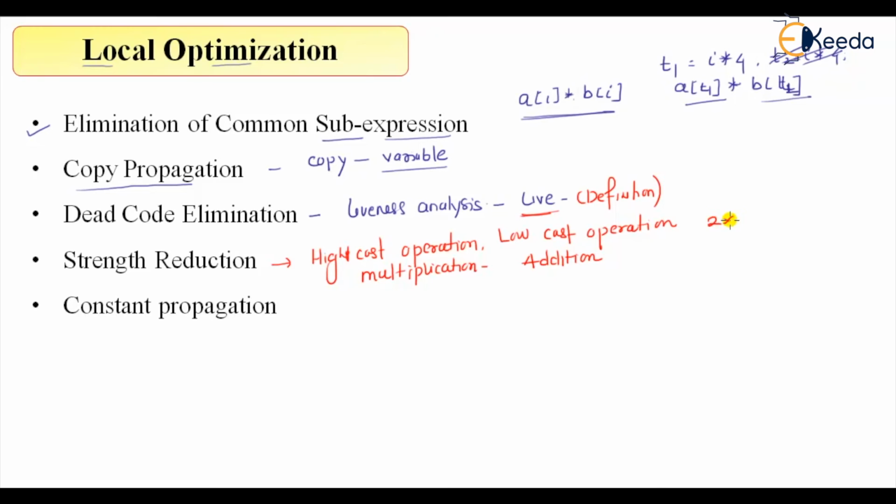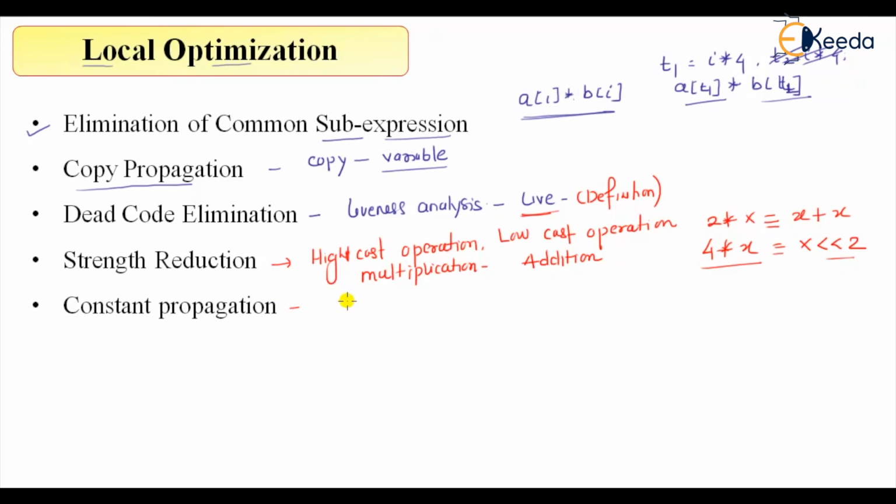Suppose 2 multiplied by x. The equivalent term in this case is x plus x. 4 multiplied by x can be written equivalently as x left shifted by 2 positions. So these are a few tricks we can adopt over here.